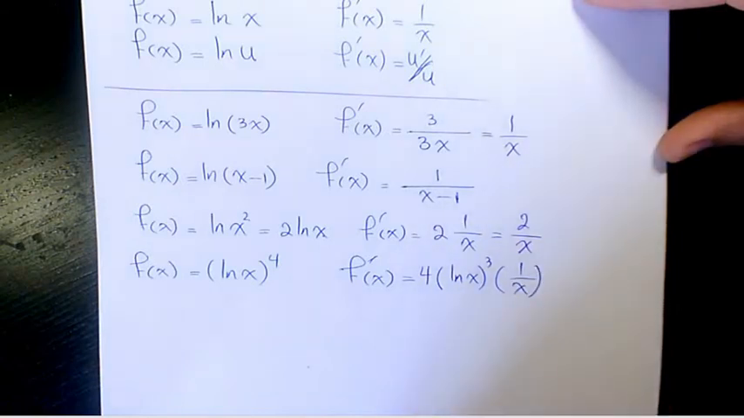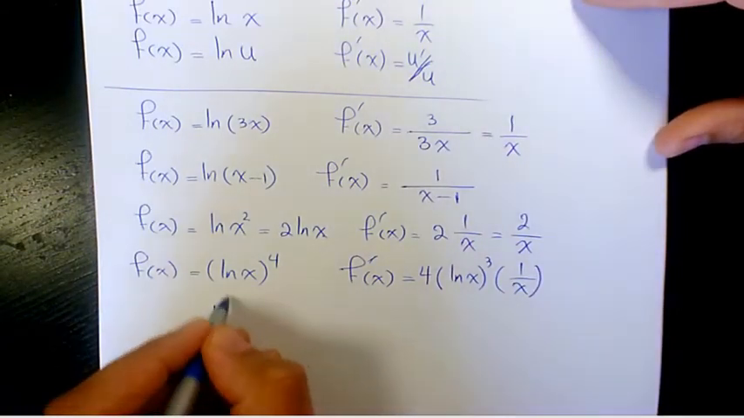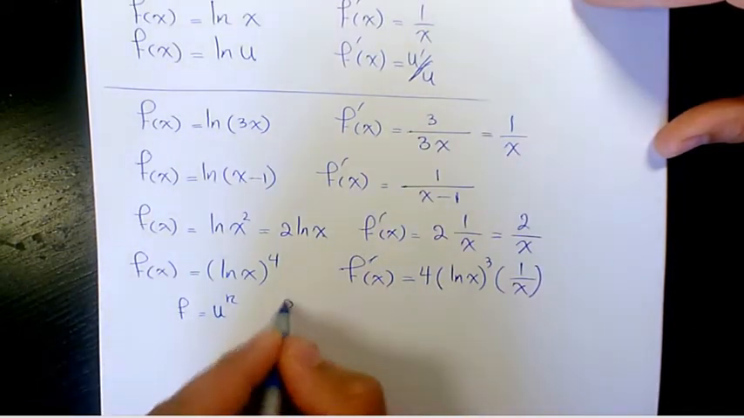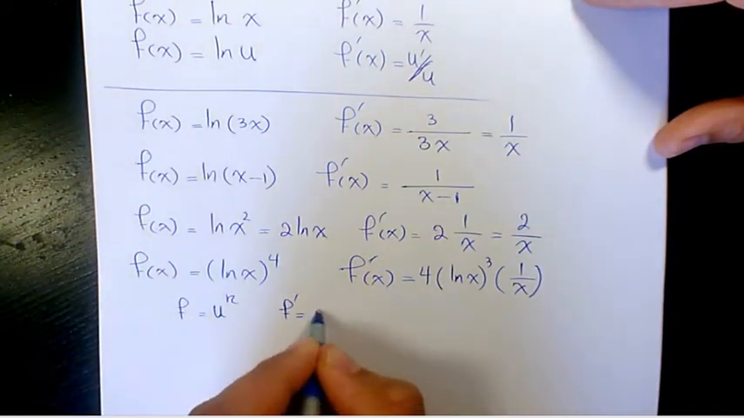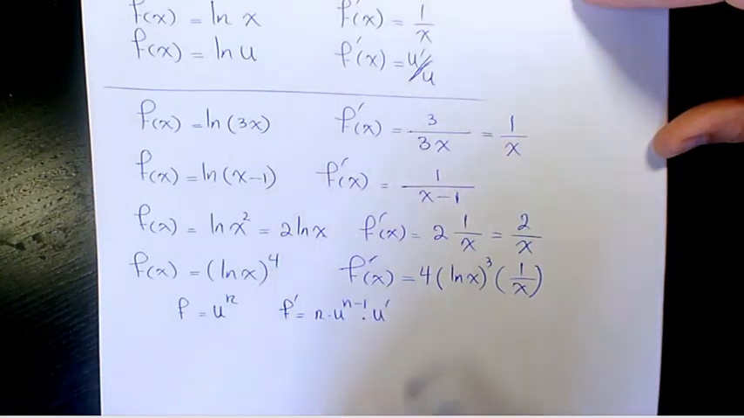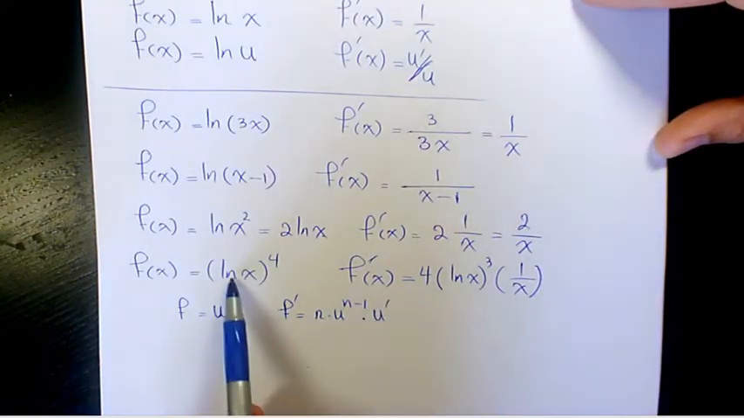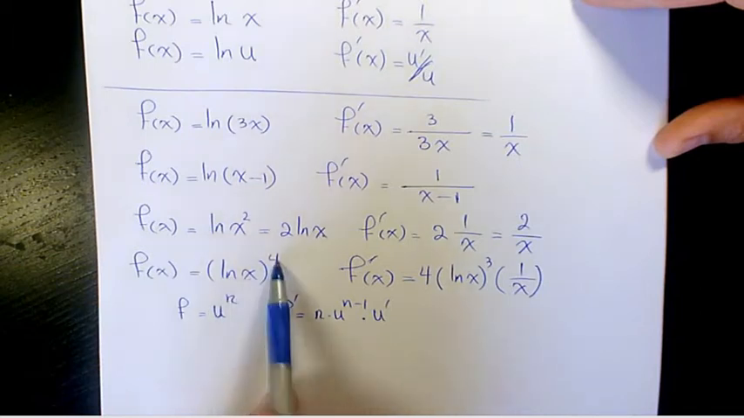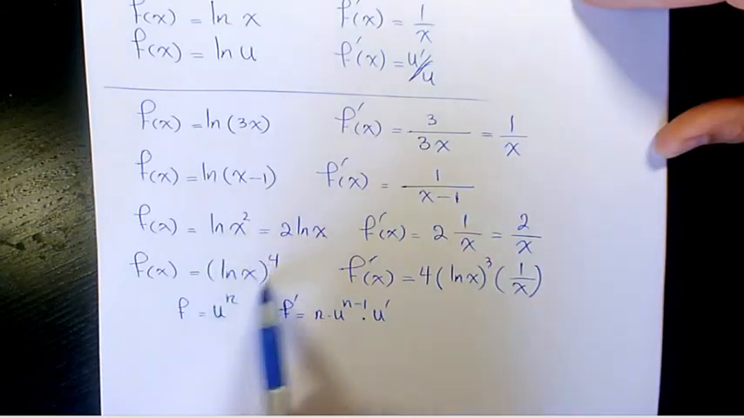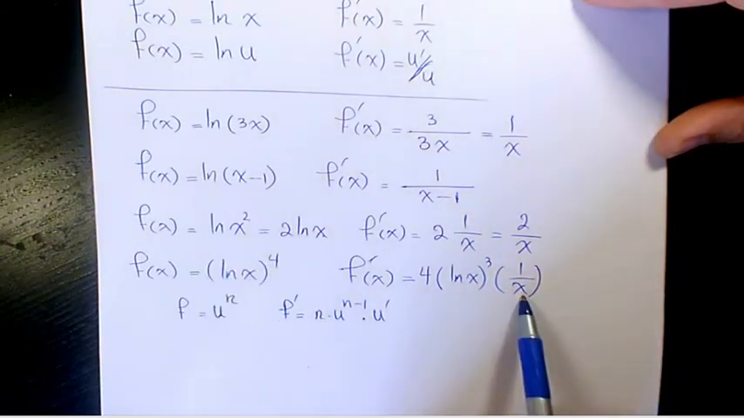That's the chain rule. For example, when you have f of x equals u to the power of n, f prime is going to be n times u to the power of n minus 1 times u prime. We have exactly the same. When we have ln x to the power of 4, it's going to be 4 times ln x to the power of 4 minus 1, which is 3, times the derivative of ln x, which is 1 over x.